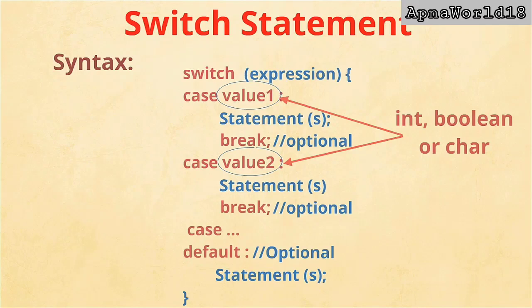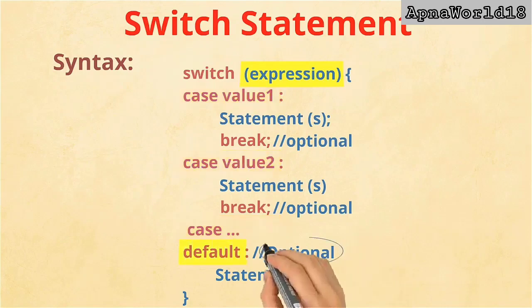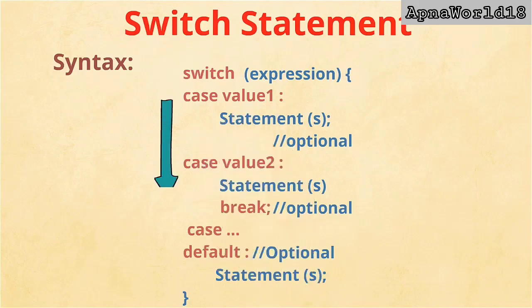Then it has multiple case literals against which the value of the switch expression is compared. If a match is found, then that case section is executed. If no match is found, then the default is executed. Here default is optional. Also, the break statement is necessary to terminate the sequence. If break is not given, then it will fall through to the next case and execute the next statements in sequence and not exit the switch block.